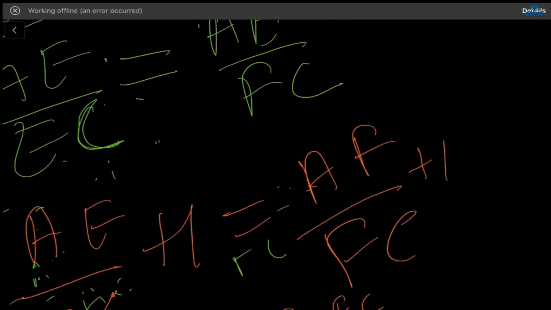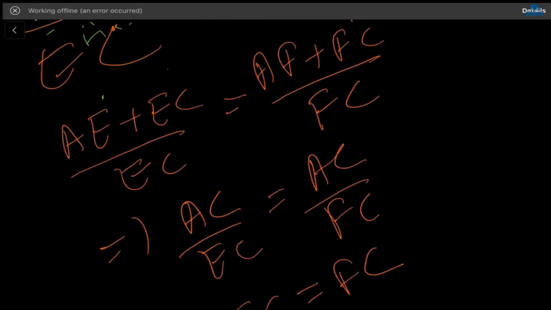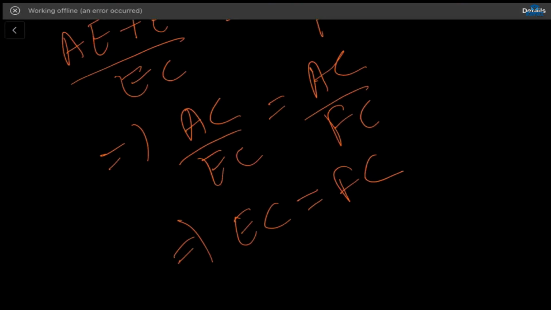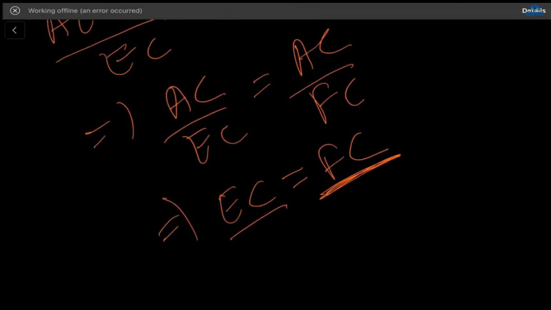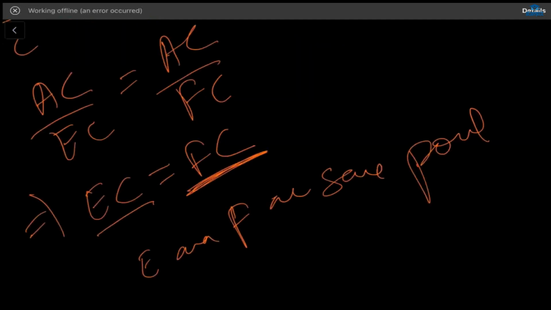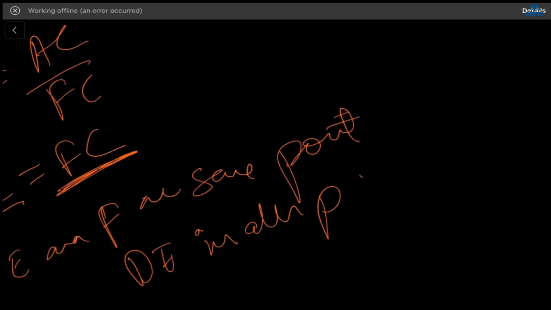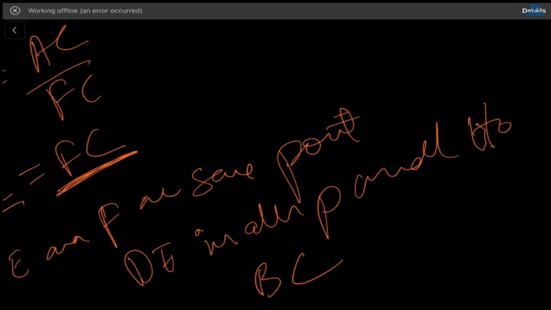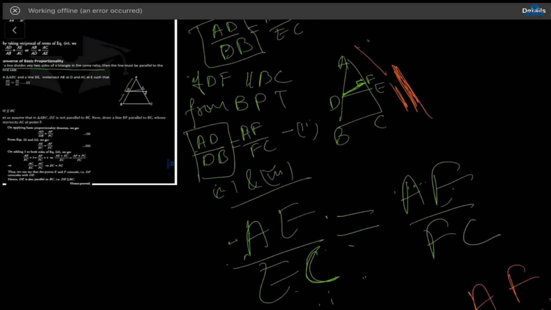That means E and C coincide. How can EC and FC be the same? That means E and F are the same point. So E and F are the same point. Hence DE is also parallel to BC. Understood? Is there any doubt in this?